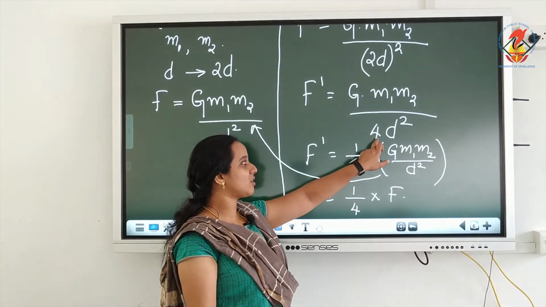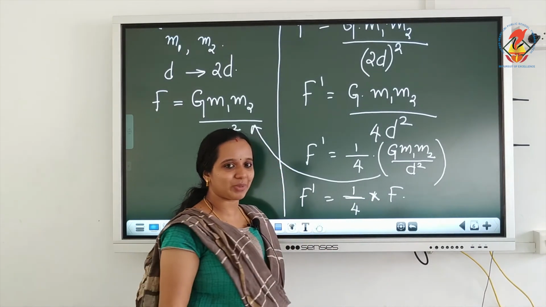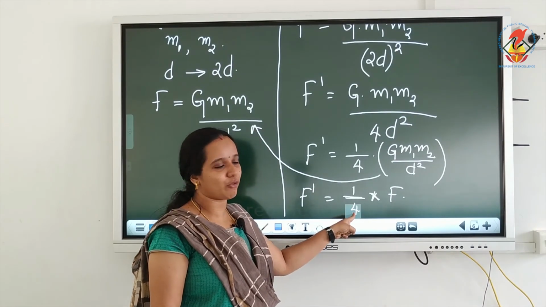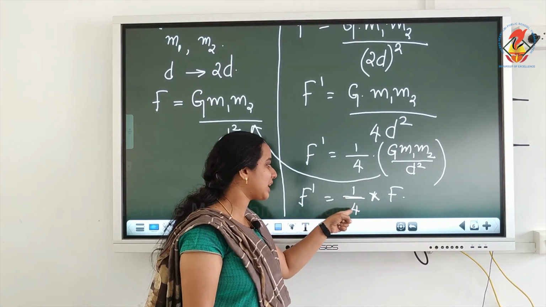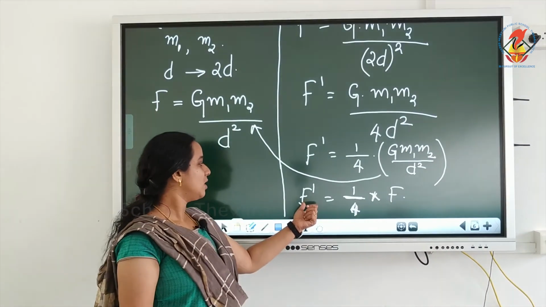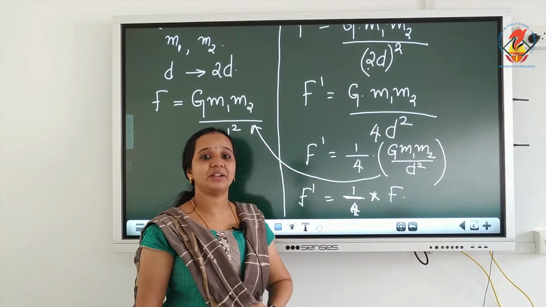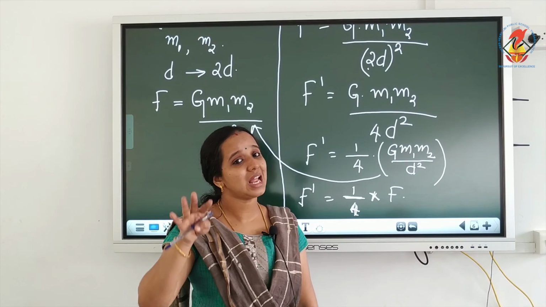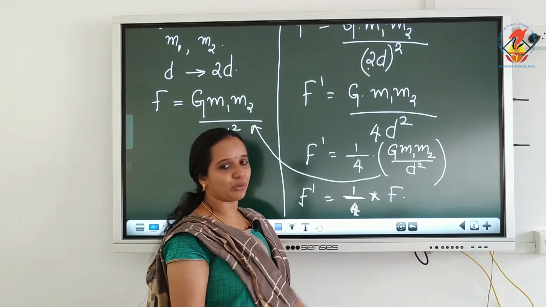So, when distance got doubled, the new force became 1 by 4 times, which means the new force will decrease by how many times? Decrease by 4 times. Since 4 is in the denominator, it means the new force will decrease by 4 times when distance is doubled. When distance increases, the force will decrease. So, when distance is doubled, the force got decreased by 4 times.